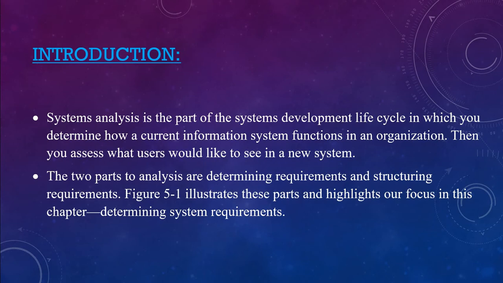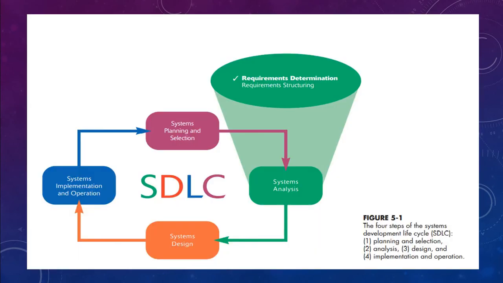In the following figure you will see the parts, the highlights and focus of the chapter, which is determining system requirements: requirements determination and requirement structuring. This system analysis is followed by system design, system implementation and operation. The first one is system planning and selection. Let me just tell you one more thing about the analysis phase.